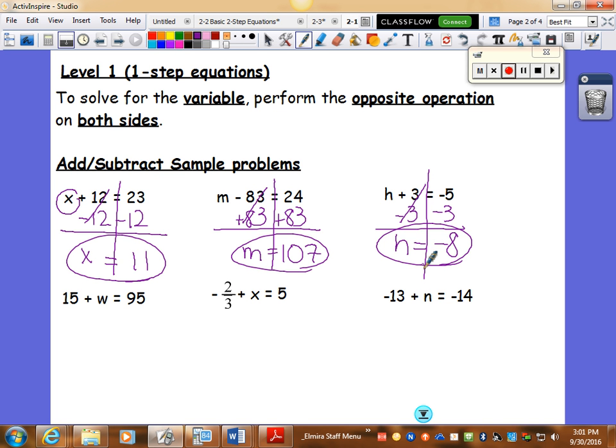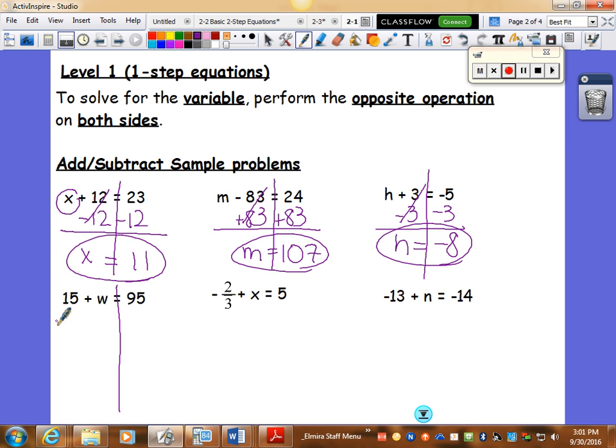Alright, the next set, on the next row down, the order's just a little bit different. It might not have the variable first. So in this first problem, it looks like it's a plus problem, so I should subtract. Well, I'm going to end up subtracting, but not because of this plus sign. The plus sign actually goes to the w. The plus sign tells me what I'm doing to the w. So what I need to do is get w by itself.